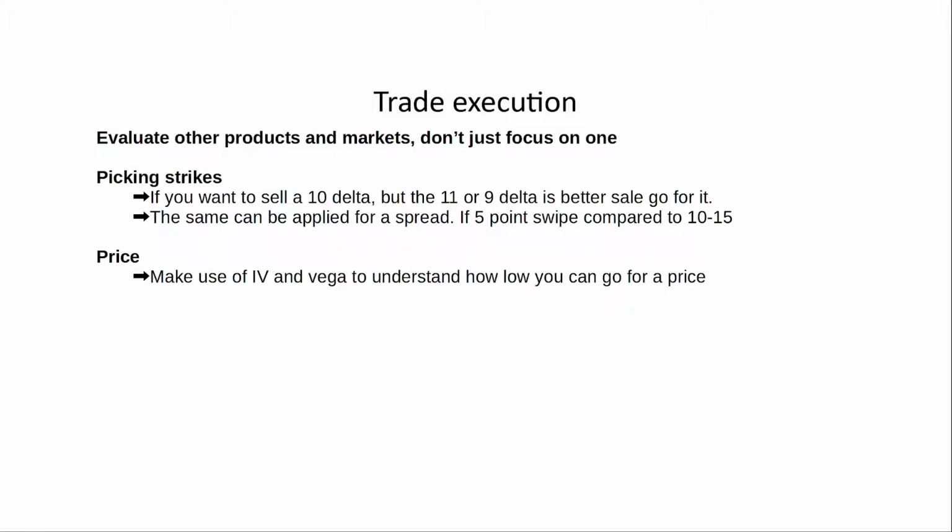At the same time, like I said previously, evaluate other products and markets. Don't focus just on one. Sometimes, for example, when you are picking the strikes and you want to sell, like in my case, like I said, 20-30 delta, but sometimes 18 or 32 is going to give me a much better risk-reward ratio. So why not? You should go for it. And the same for the spread. Sometimes, for example, I know you want to trade a 5-point spread, but maybe a 10-point is going to give you much greater rewards and profit. So it's also something you should take a look into.